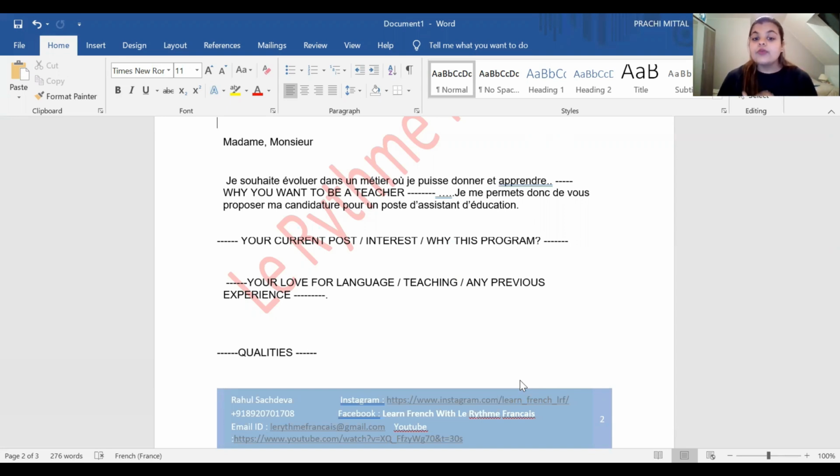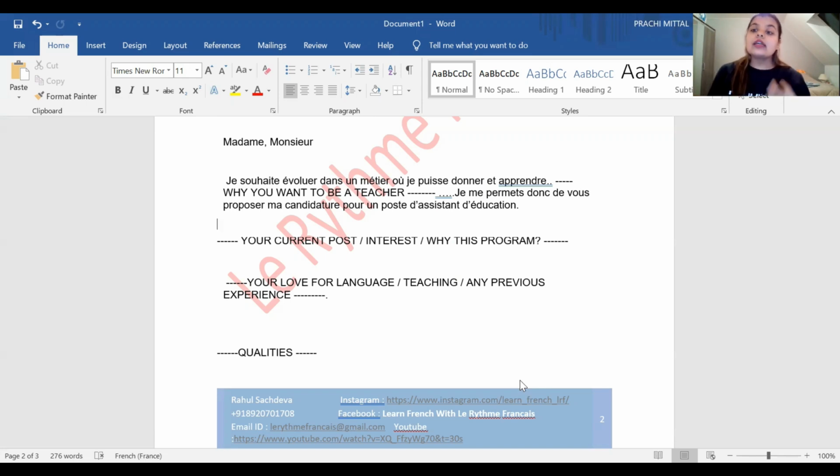In the next paragraph, you tell them a little bit about your love for the language, the love for teaching, and any previous experience in this domain. If you have done teaching or if you have done something major, then you can add it. For example, if you've worked in good enterprises, then also you can add them, but just don't add anything and everything. Just write the important things, because you need to save your words for the important part.